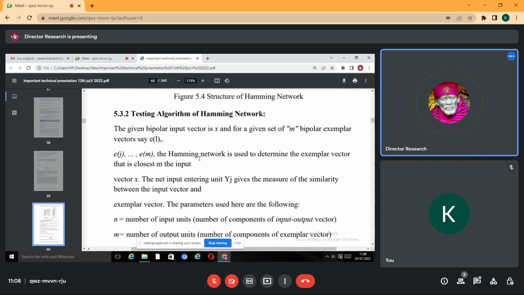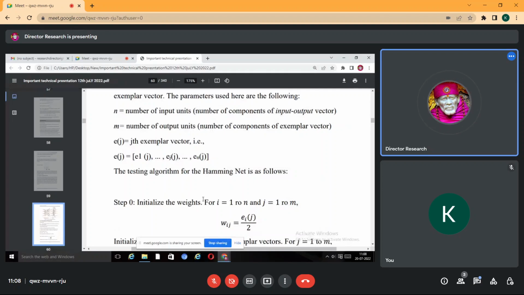The input is entering y_j, given the measure of the similarity between the input vector and the exemplar vector. The parameters used here are the following: n is equal to the number of input units, m is the number of output units, and E(j) is the j-th exemplar vector, with components E1(j), E2(j), up to En(j).